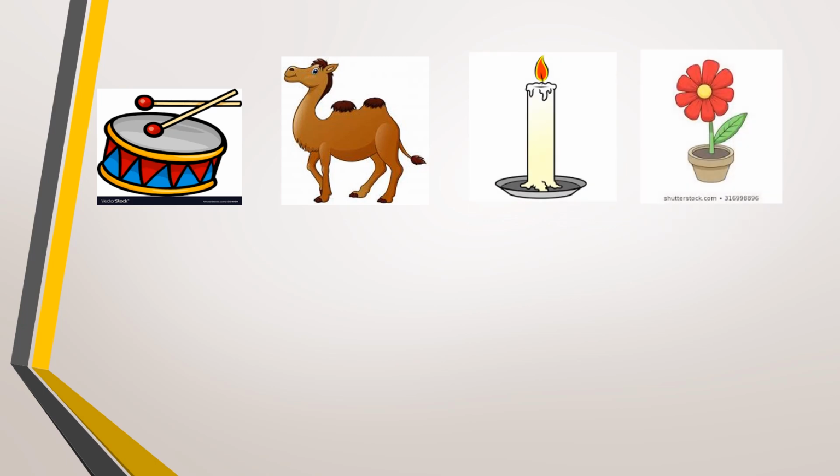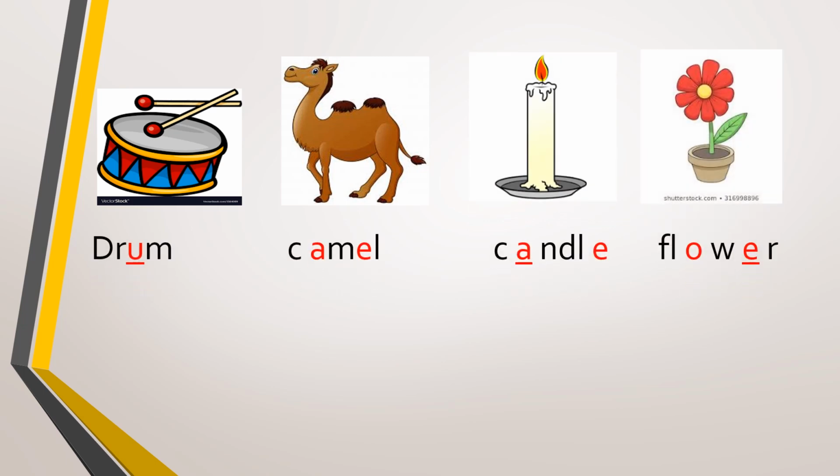Now let us see the words. D-R-U-M, drum. U was the vowel which was missing. Camel. A and E, that is camel spelling C-A-M-E-L. Candle. C-A-N-D-L-E. A and E are the vowels. Flower. F-L-O-W-E-R. O and E are the vowels.